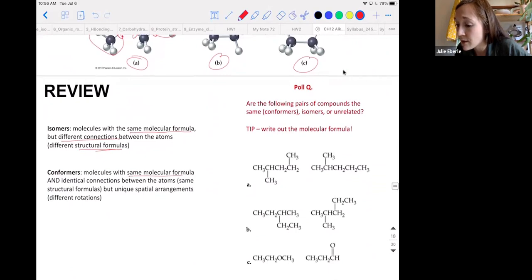Conformers, these are molecules with the same molecular formula, and they have identical connections. They would have identical Lewis structures. Okay, that's how an isomer is different from a conformer.